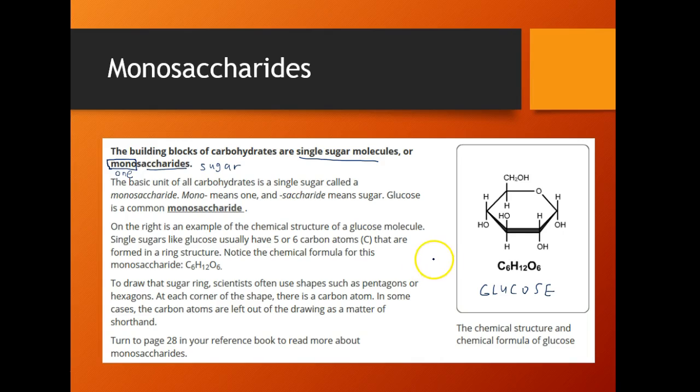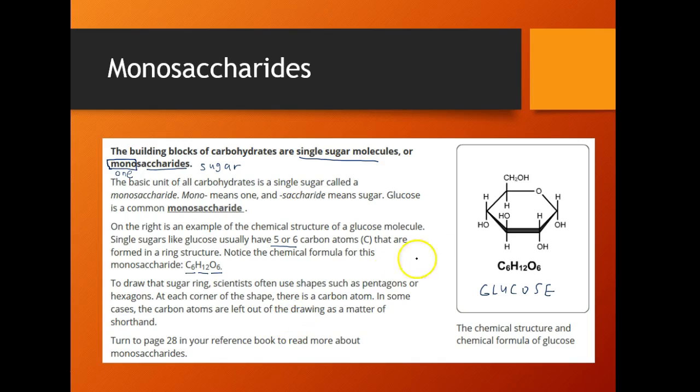Single sugars, like glucose, usually have around 5 or 6 carbon atoms that are found in some sort of ring structure like this. The chemical formula for this monosaccharide, glucose, would be C6, which means it has 6 carbons, H12, which means it has 12 hydrogen, and O6, which means that it has 6 oxygen. So again, you see that there is the same amount of carbon and oxygen and double the amount of hydrogen.